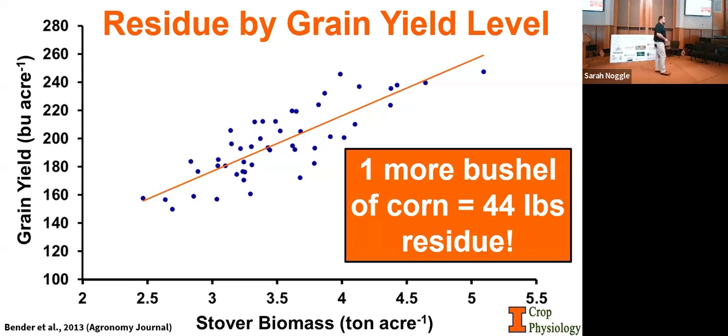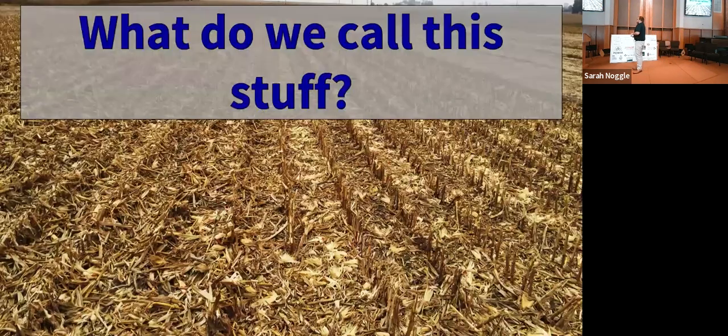Have your on-farm yields gone up 10 bushels in the last 5 years? Now you have almost 440 pounds of residue you're trying to manage that you didn't used to. Has the family farm's yield gone up 20 bushels? Now we're almost 1,000 more pounds of residue. So suddenly the residue discussion becomes relevant no matter which type of farm you're on, if your yields are going up. So what do you call that stuff?